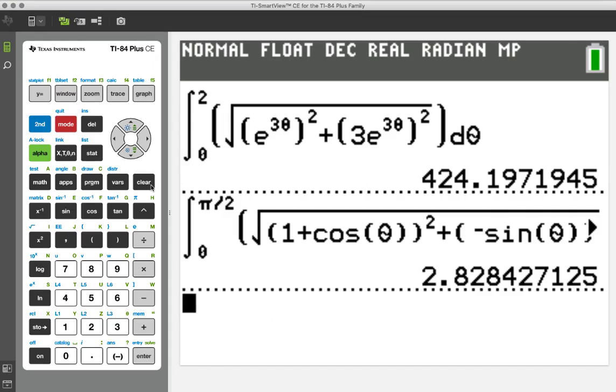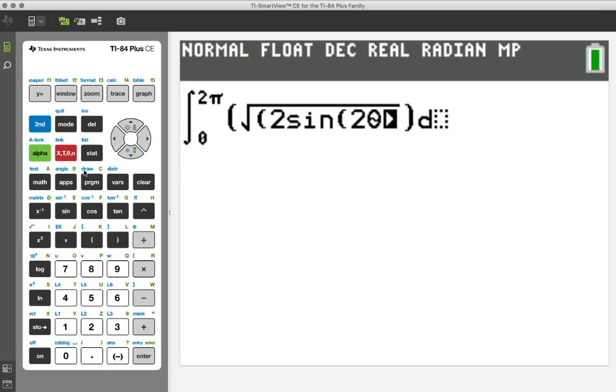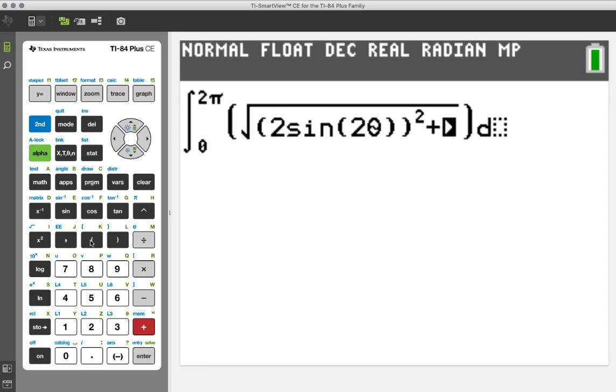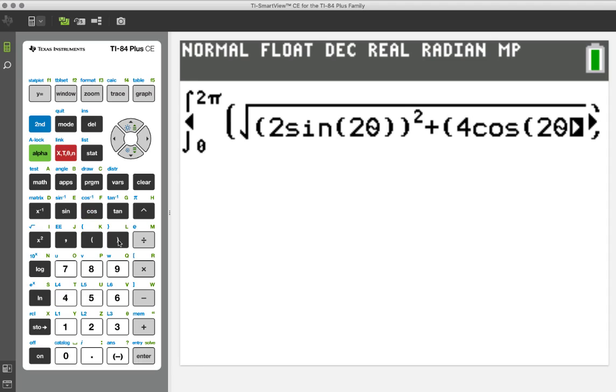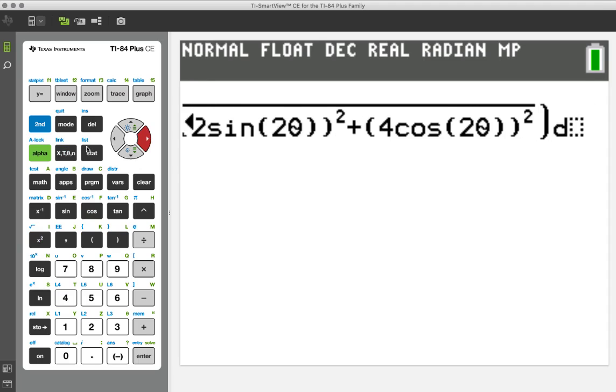Returning to our quit screen, let me clear some of this out. We'd have math 9, 0 to 2 pi, as we just determined, square root of, we have 2 sine 2 theta, that quantity squared. Again, watch your parentheses. You need one parenthesis to close out the 2 theta, then your other one before you square it. Plus, now we need dr d theta squared. So that was 4 cosine of 2 theta. It looks like that. And then your d theta on the end.